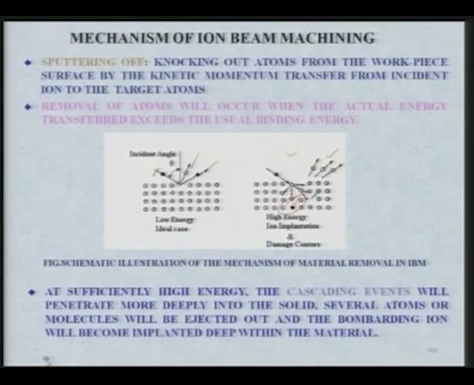So, removal of atoms occurs when the actual energy transferred exceeds the usual binding energy of the atom with reference to the surrounding atoms. At sufficiently high energy, the cascading events will penetrate more deeply into the solid, several atoms or molecules will be ejected out, and the bombarding ion will become implanted deep within the material, as you can see over here. So, this is not the desirable feature.